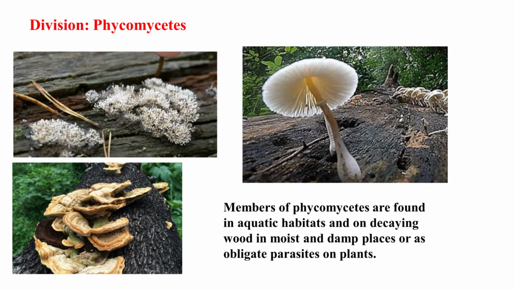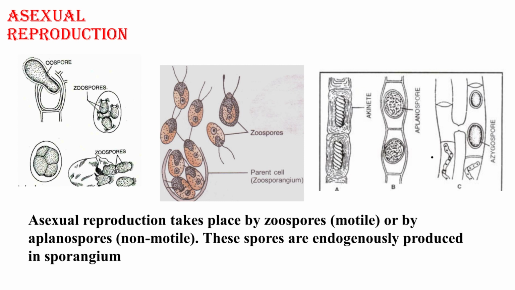Let's learn the different divisions of fungi. Division: Phycomycetes. Members of Phycomycetes are found in aquatic habitats and on decaying wood in moist and damp places, or as obligate parasites on plants. Asexual reproduction takes place by zoospores, motile, or by aplanospores, non-motile. These spores are endogenously produced in sporangium.